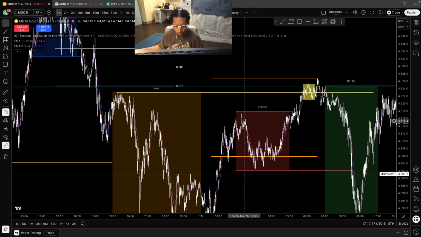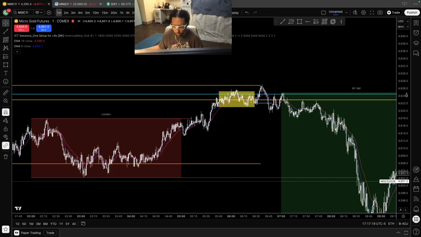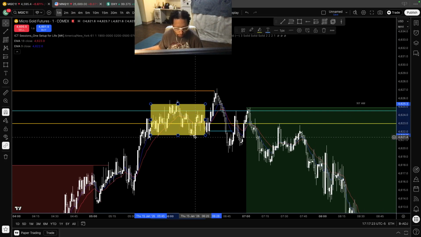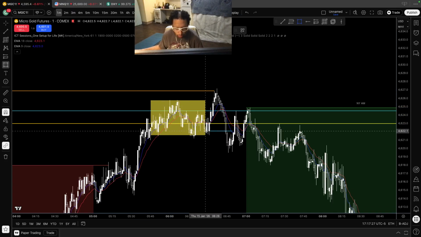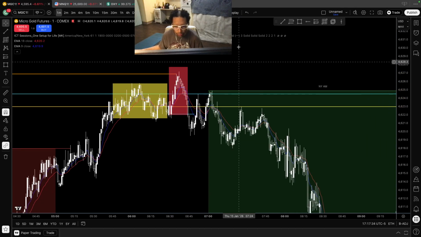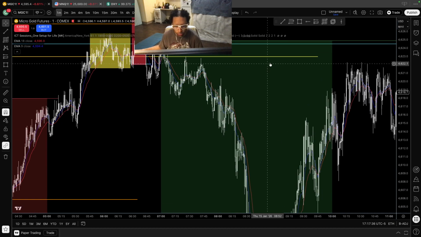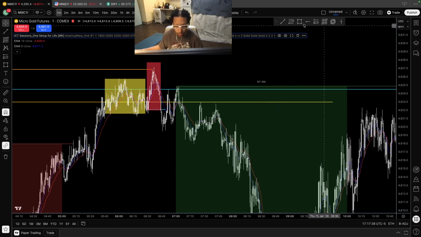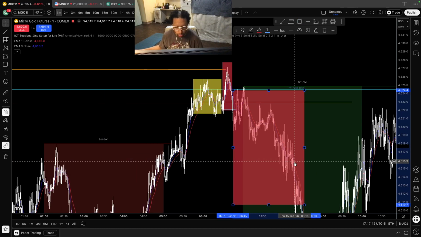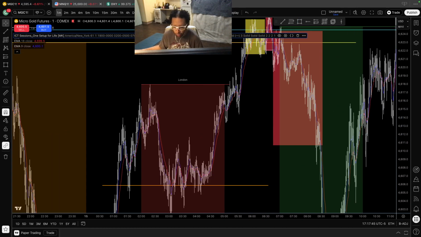So we got this accumulation right here. You can see we're accumulating right here. And then you can see we were manipulating right here. And then you can see New York did its distribution right here. It's already a green box, but just add another green box layer to it. And then New York was doing its distribution. So that's the power of 3, beautiful as day.